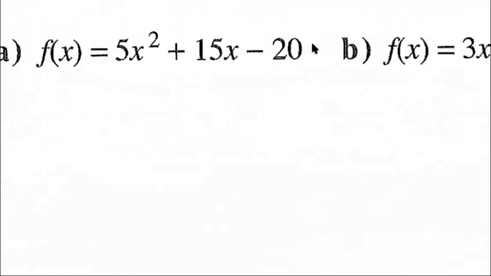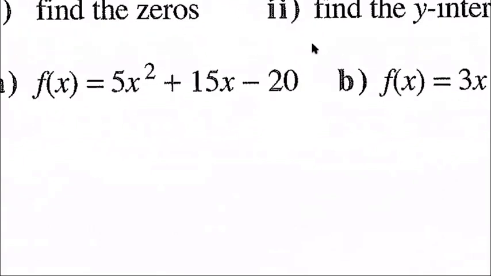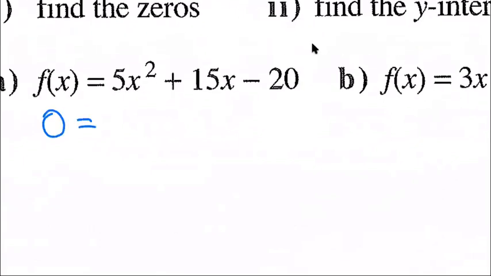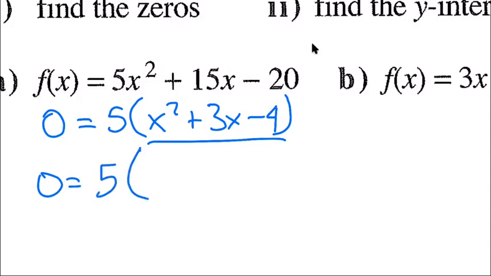So first thing, I'm going to say, well, I want this to be equal to 0, and I know that I have a greatest common factor of 5, so I'm going to factor out a 5: x squared plus 3x minus 4. I can factor this by inspection. I look for two numbers that multiply together to give negative 4, add together to give positive 3. That's positive 4, negative 1. 5, x plus 4, x minus 1.